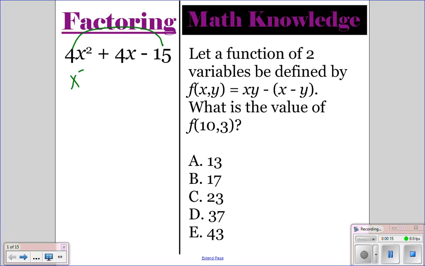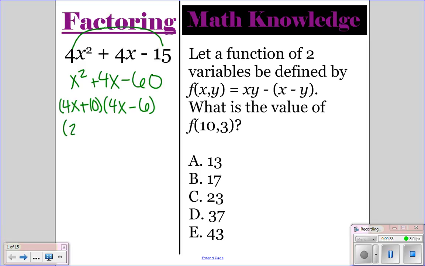So you're going to have x squared plus 4x minus 60. And then whenever you go to factor, you want to make sure to replace your 4 in front of your x's, and we're going to use a positive 10 and a negative 6. And so both sets will reduce by 2. And so we'll have 2x plus 5 and then 2x minus 3. And so that would be your answer for your factoring.